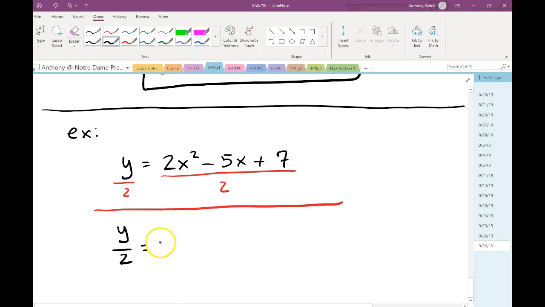So I get 2x squared over 2, which reduces down to just x squared. I'd have minus 5 over 2x, and then I'd have plus 7 over 2. Okay to hear? It's just some fractions. It's okay, guys.